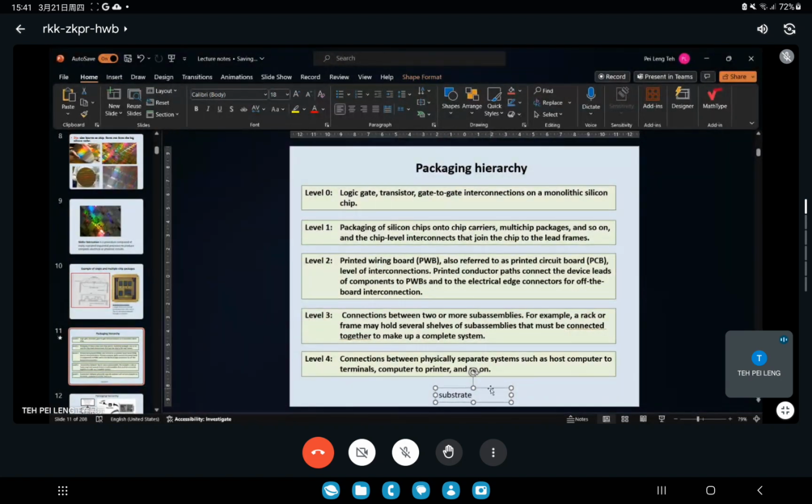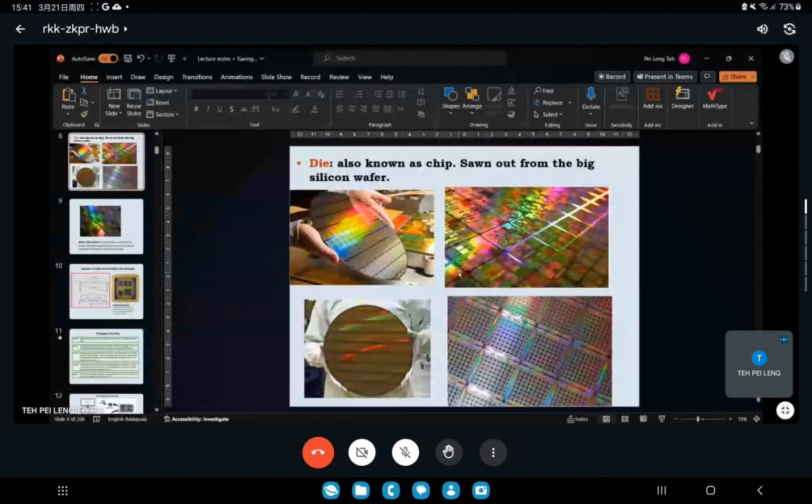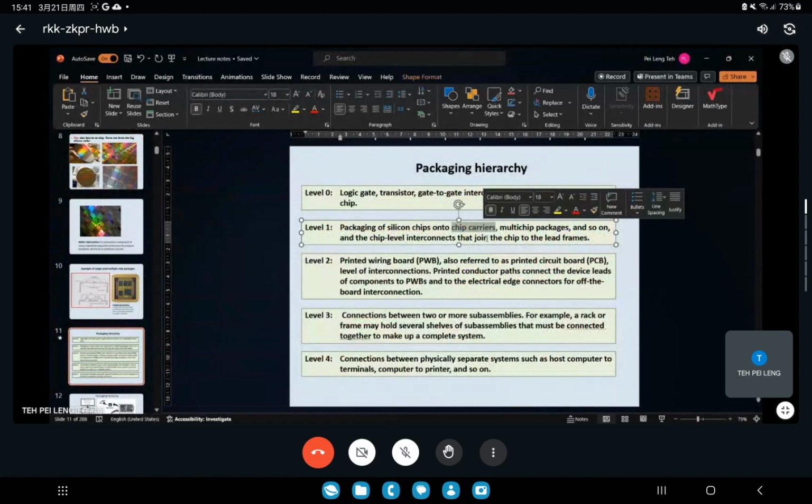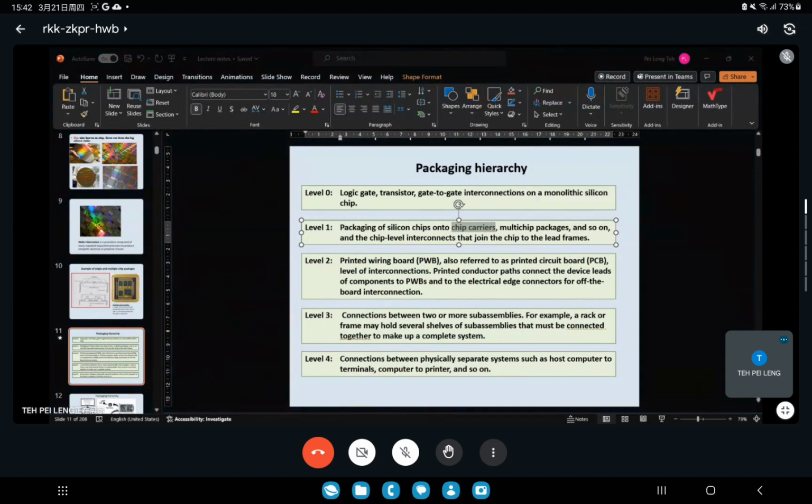So I try to introduce you to as many as possible. These silicon chips need to be put on this chip carrier. Why? To protect it, because this is very fragile and easy to break. So you need something to protect it, then attach it on the chip carrier. The chip attached on the chip carrier is what we call level 1, the level 1 packaging process.